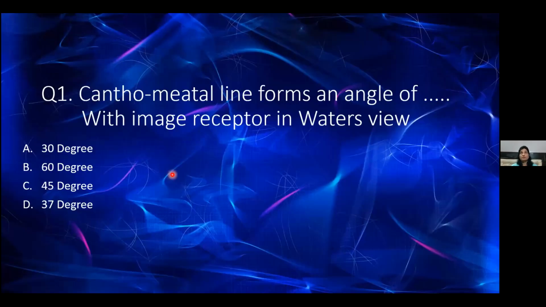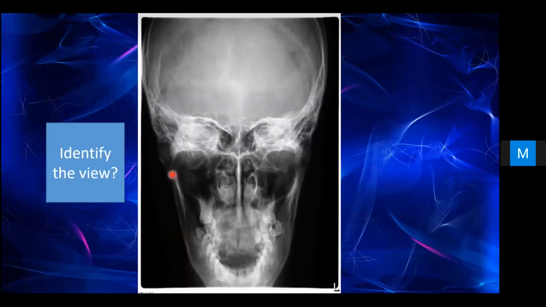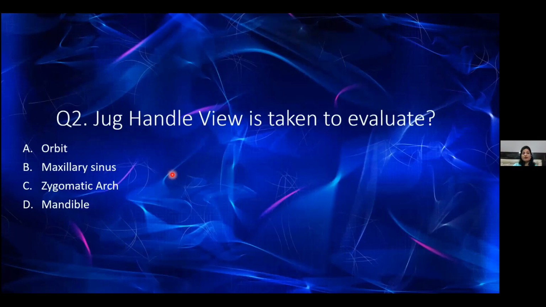Now, a few MCQs from what we have done. Canthomeatal line forms an angle of 37 degrees. Answer: 37 degrees. Zygomatic arch. Okay. See, these are very simple questions which are being asked, so please do not confuse. Very important topic. There is a 99 to 100% chance you will get a question from extra-oral.